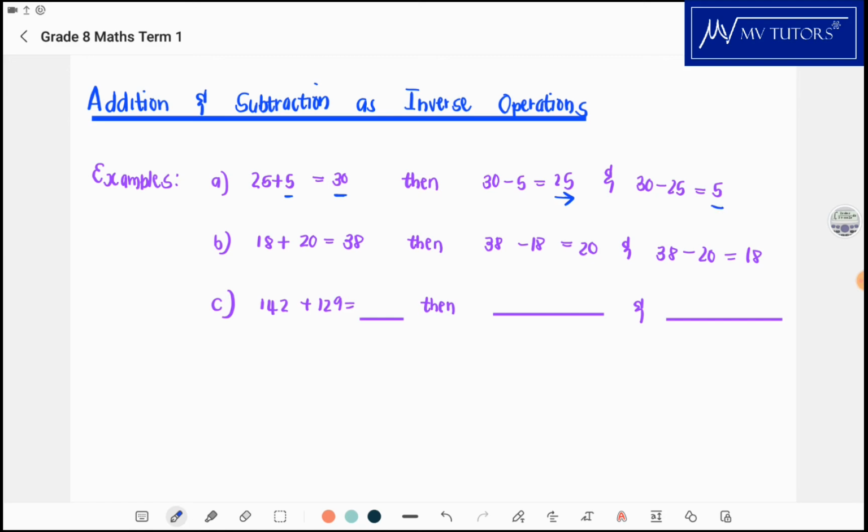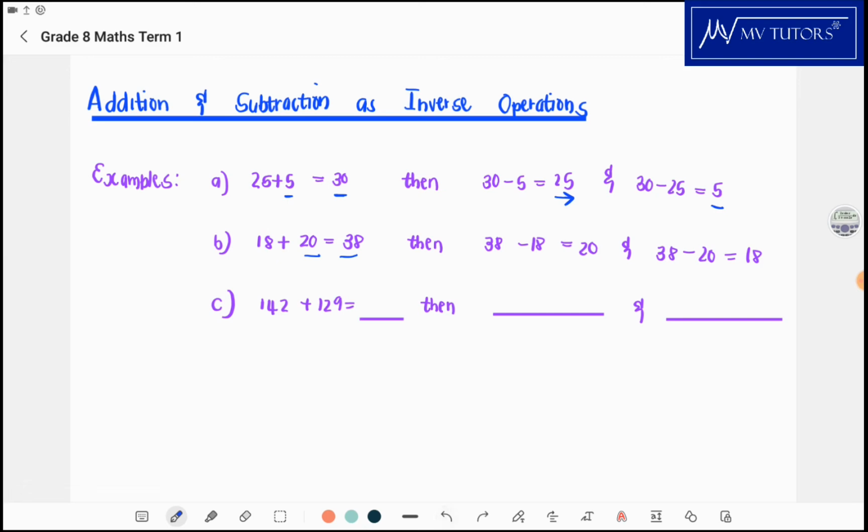For B, if we say 18 plus 20, we get 38. 38 minus 18 gives us 20. All right, there we see it. Now 38 minus 20 gives us 18. So this is addition and subtraction as inverse operations.